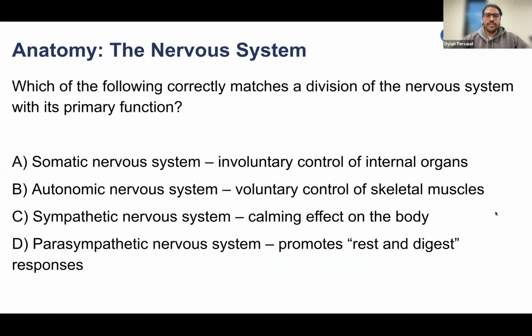So for the next question, which of the following correctly matches a division of the nervous system with its primary function?